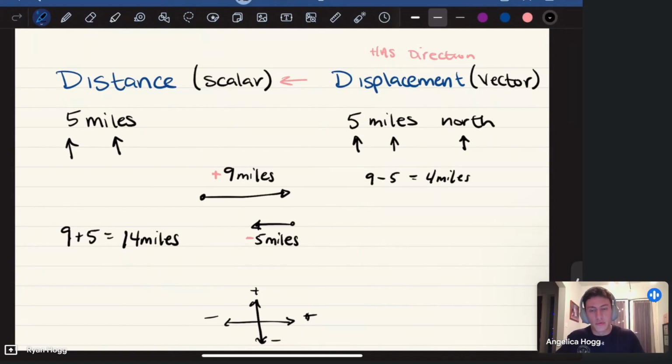And net is really important when you are talking about physics. So here we're going to talk about 4 miles to the right from the start point.